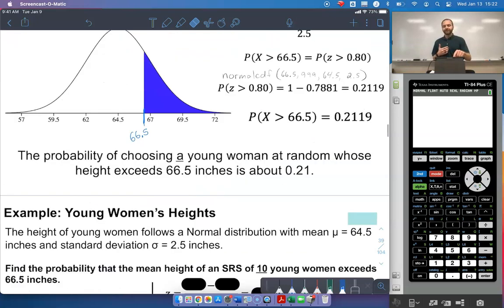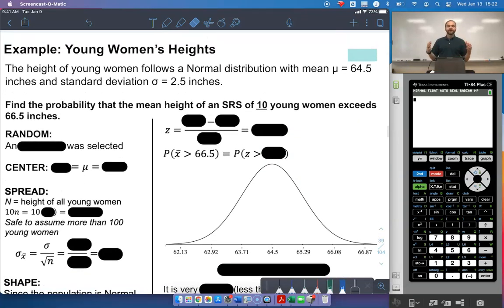Now, when I look at the next part, the height of young women follows a normal distribution. Again, this is telling me the population distribution is normal, which means if I collect a sampling distribution, it too will be normal. It's the same information, but this time the prompt has changed. It says find the probability that the mean height of simple random samples of 10 young women exceeds 66.5 inches. So I'm grabbing 10 young women, what are their heights? Here's another 10 young women, what are their heights? And I'm taking the averages of those. So I am collecting a sampling distribution.